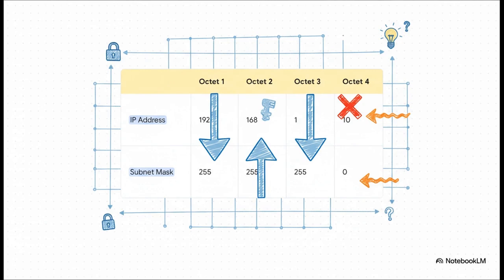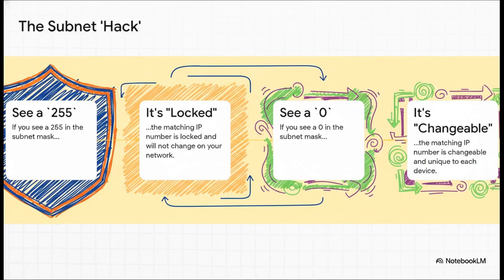The whole secret is to see how the numbers in the IP address line up perfectly with the numbers in the subnet mask. That alignment is everything. And the rule here is super, super simple. Wherever you see a 255 in the subnet mask, the number right above it in the IP address is locked in. It will not change for any device on your home network. But wherever you see a 0, that part of the address is changeable. That's the part that makes each device's address unique.